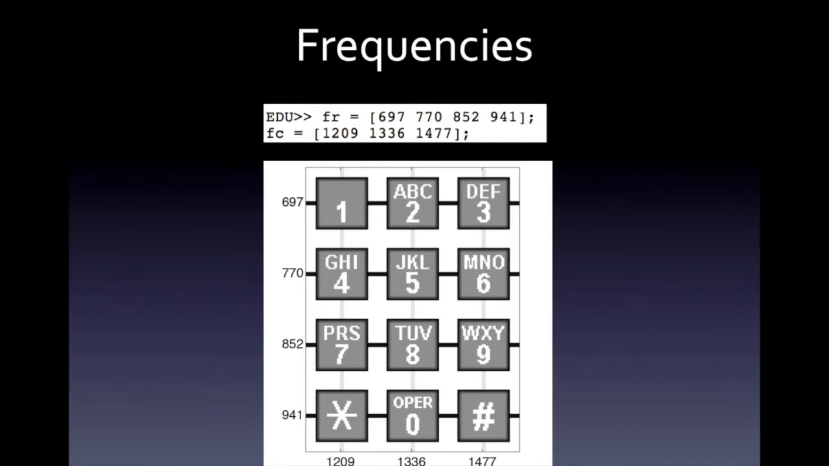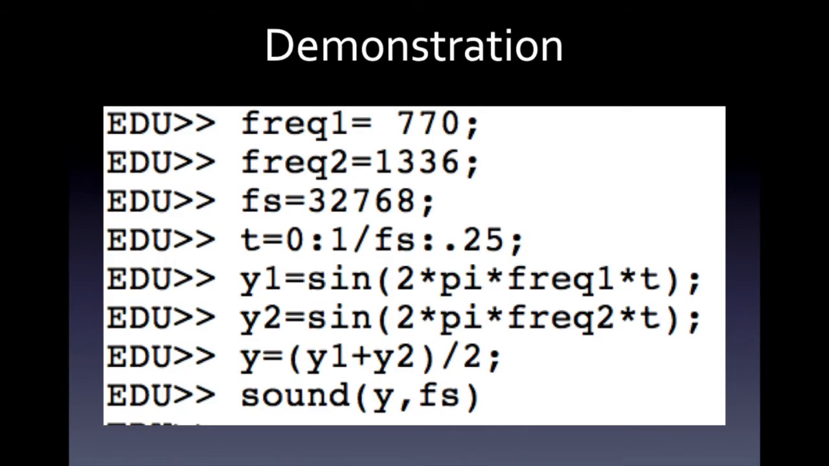The basic frequencies are 697, 770, 852, 941, 1209, 1336, and 1477. This means that the tone associated with any one key you press on your phone is a combination of two signals at two different frequencies. Now, to put this all in use, we can set frequency 1 to 770 and frequency 2 to 1336. These are the frequencies of the number 5.